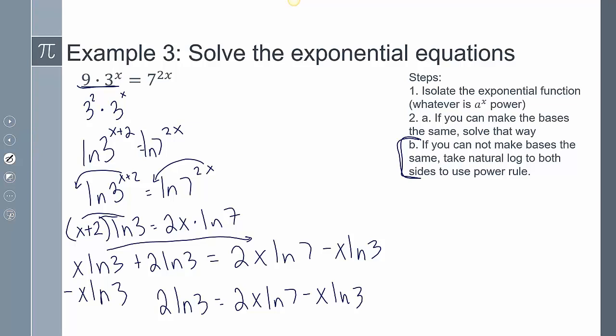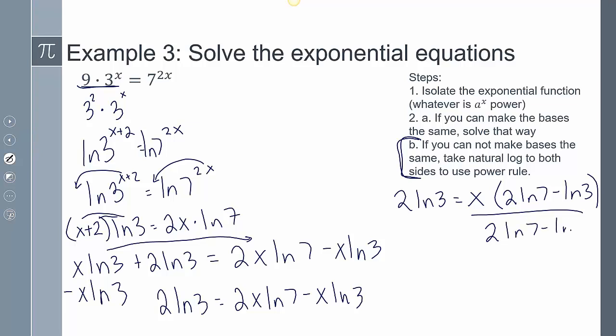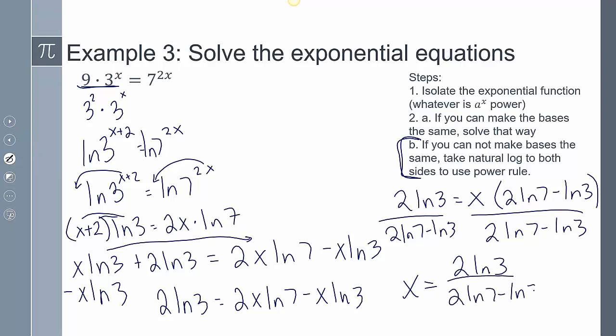Now that there's an x in common, I can factor that out. And so I get 2 ln 3 equals x times (2 ln 7 minus ln 3). And now I can divide both sides by the 2 ln 7 minus ln 3. And so x is going to be 2 ln 3 over 2 ln 7 minus ln 3.